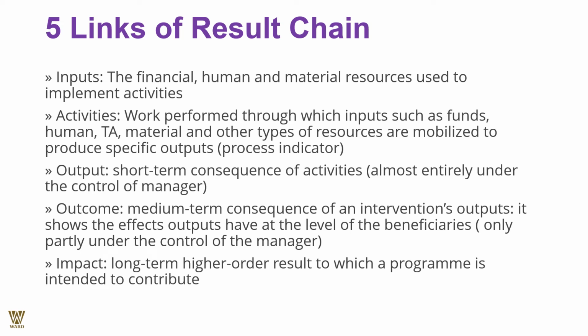Now, activities is the transformation process in which these things go in tandem with each other, such as the funds, the human resources, the material, and whatever else comes around it, mobilized to come up with a specific output. And this output, you remember, is the end product. Now, in this particular slide, I have said it is a process indicator. The output is the short-term consequence of activity. Probably you have built steel, or you have manufactured cement, or you have manufactured some pharmaceutical ingredients. So it is almost entirely under the control of the manager.